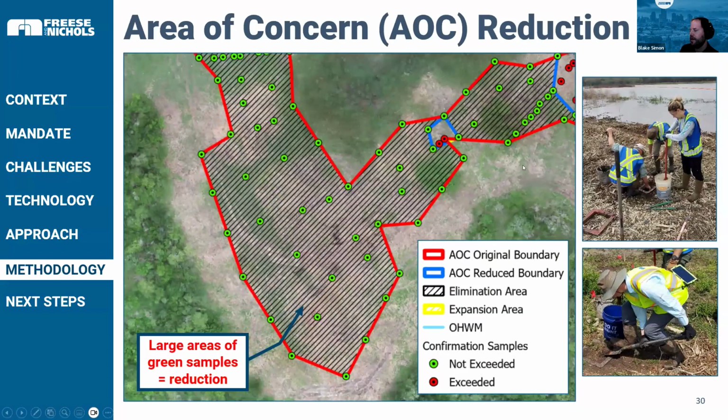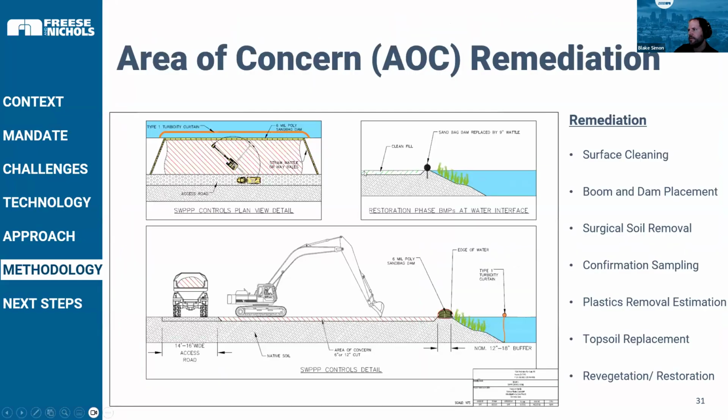This is an area I talked about earlier where AOCs can actually reduce in size. You see all green samples within the red, and it's shrunk down to only the area with the red samples. So that does happen sometimes, where there's a reduction in size of the area of concern. This is basically a plan view showing the proximity to the shoreline and the water, and showing the excavator depositing soil into the in-dumped machine.